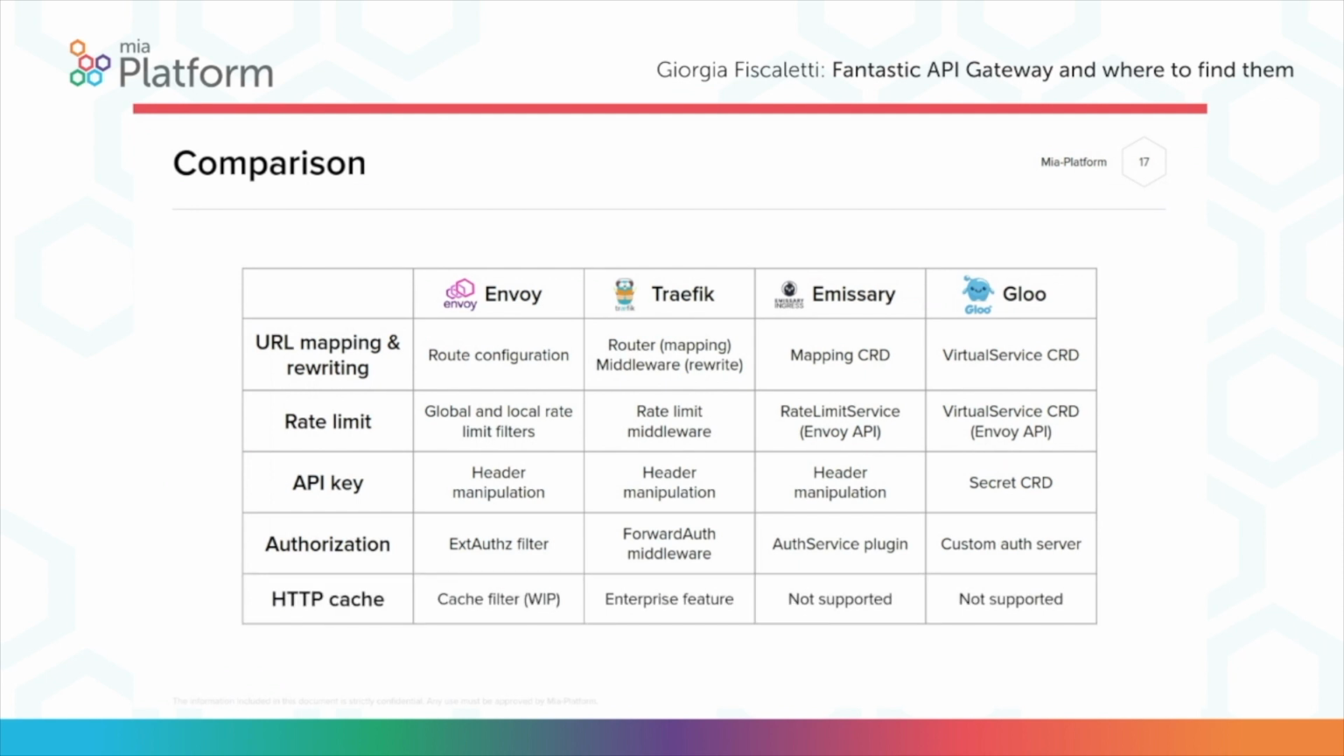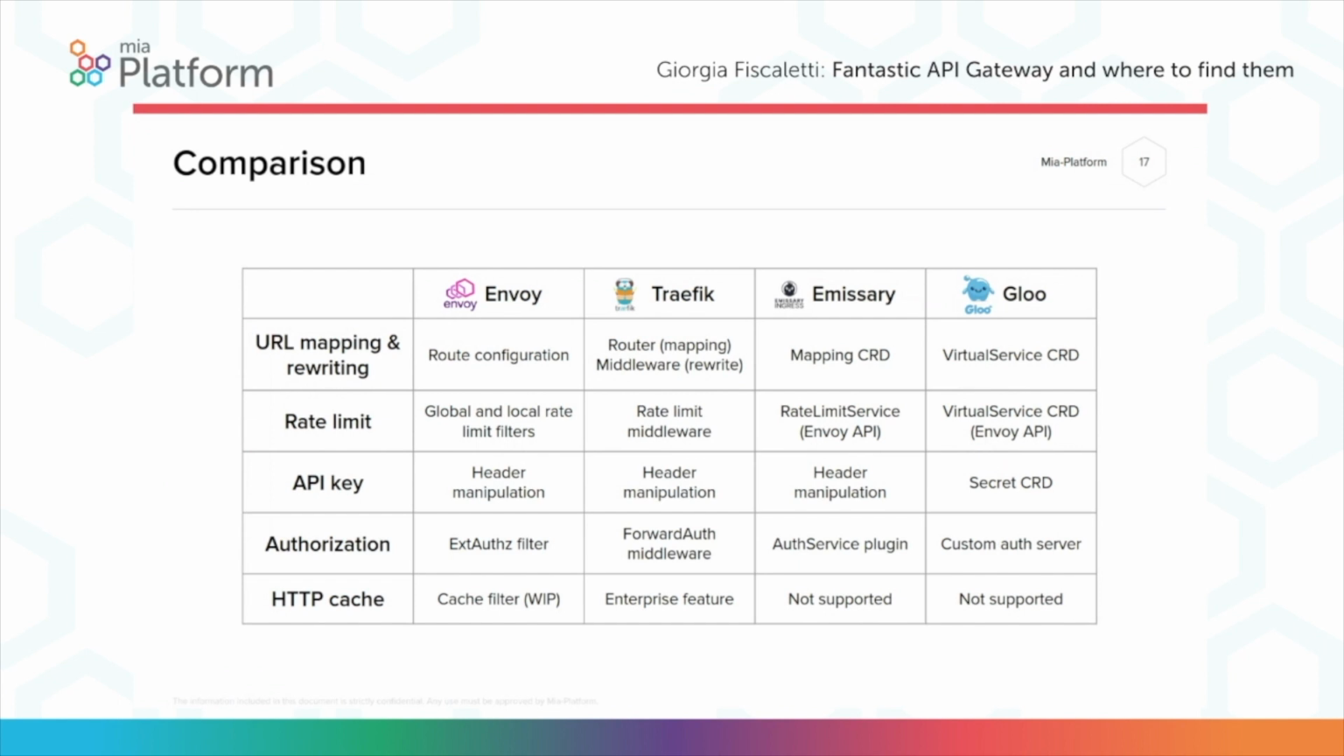Finally, we have the HTTP cache. This feature is not implemented yet in many of the tools that I had the opportunity to analyze. In Envoy, we have a cache filter, but it's still a work in progress. And if you go on the documentation, you can find a big warning that says, do not use in production environments. And personally, I do trust them.